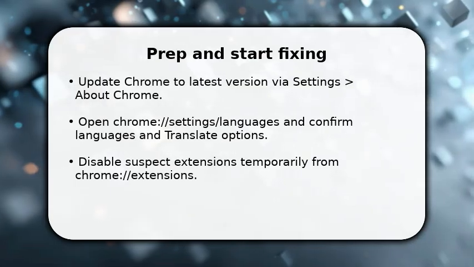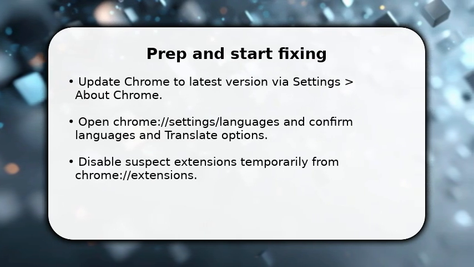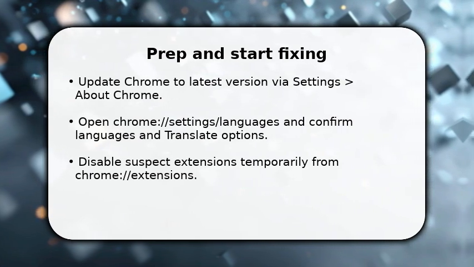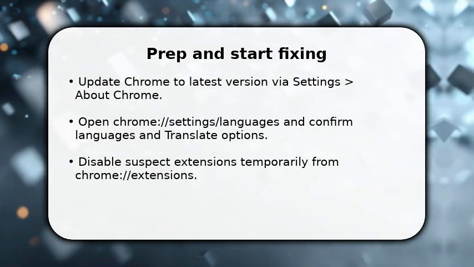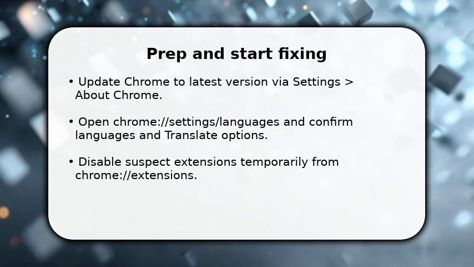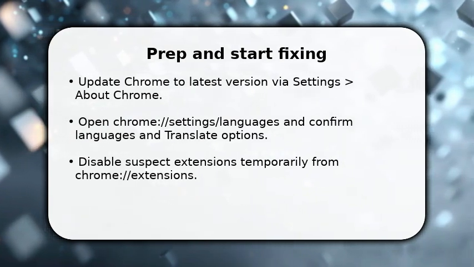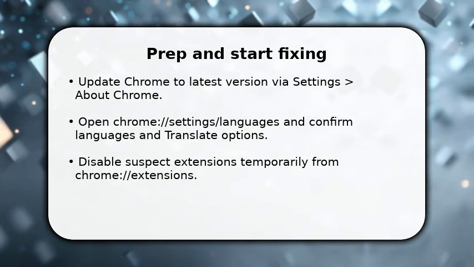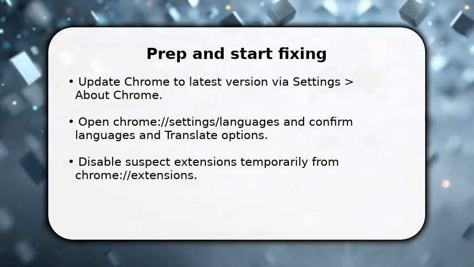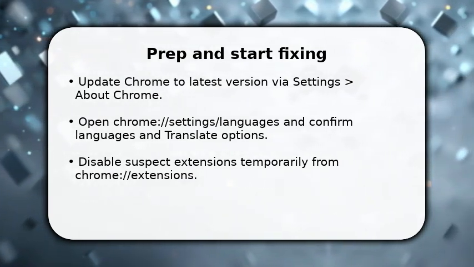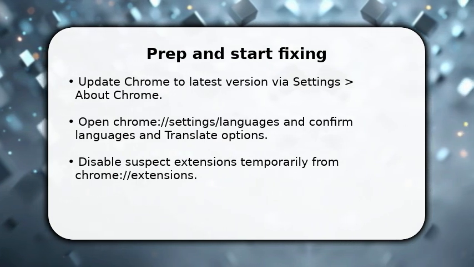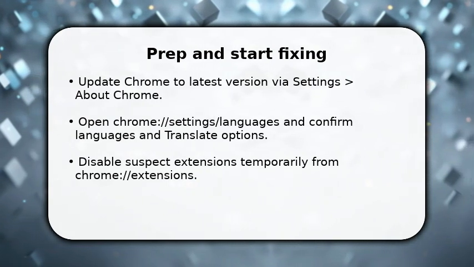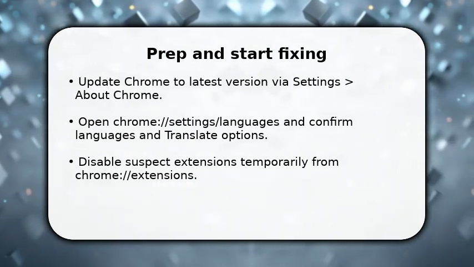You start by updating Chrome and confirming basic settings so nothing obvious blocks the original content feature. Once done, open Chrome, //settings/languages and make sure the site language and offer to translate pages options are set correctly. You also disable extensions that modify page content, ad blockers, or translation helpers because they often interfere. Do this now so you can test a clean browser state. It narrows the cause and speeds up the next, more detailed steps.